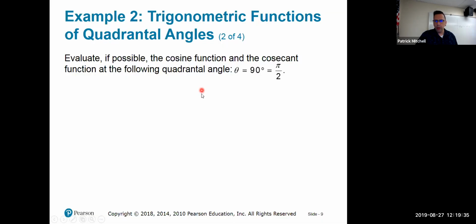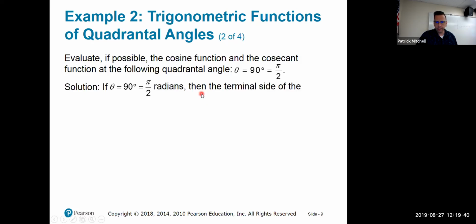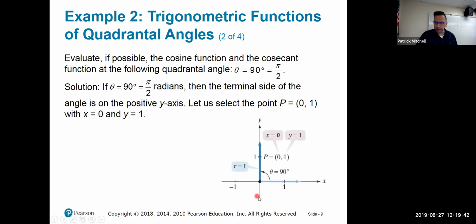All right. So for 90 degrees, the picture looks like this. The terminal side of a 90-degree angle is along the positive y-axis. So the easiest point to use is (0, 1). Hopefully that's the point you picked. You can pick any point along the positive y-axis, but that's the easiest one, because that's the point that makes r equal 1.